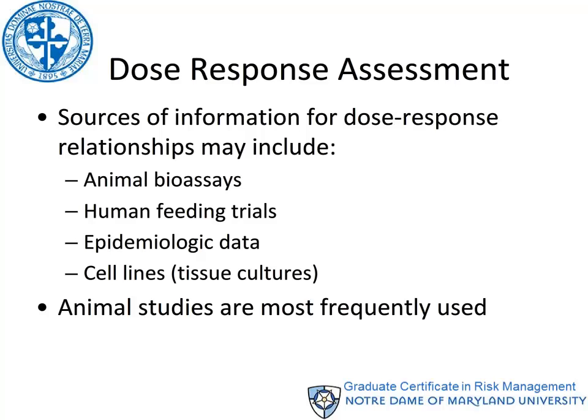These could come from animal bioassays, feeding trials. We used to get them from human feeding trials, but that's frowned on now. If you have an outbreak, we might have epidemiologic data. And then more modern approaches include cell lines, where they use tissue cultures to look at the response of cell lines to different doses. But animal studies are most frequently used, so that's what we're going to use for our next slide as an illustration.